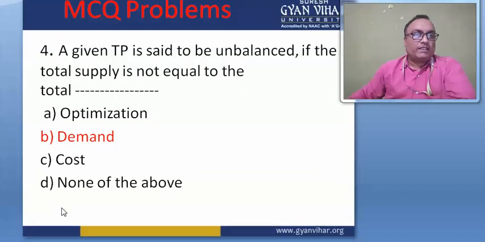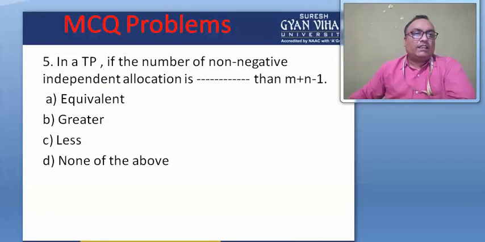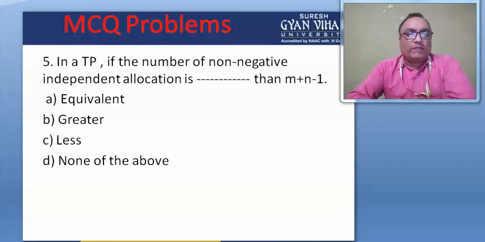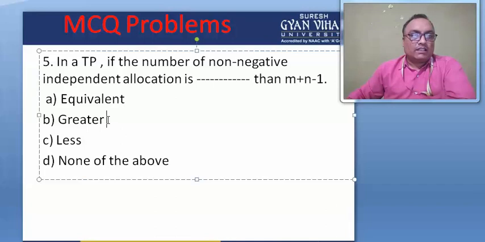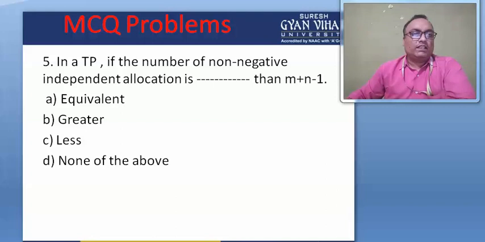The next problem is number 5. In a transportation problem, if the number of non-negative independent allocations is, how much compared to m plus n minus 1: equivalent, greater, less, or none of the above? So this is greater. So this is the right answer for this question. B is the right answer.